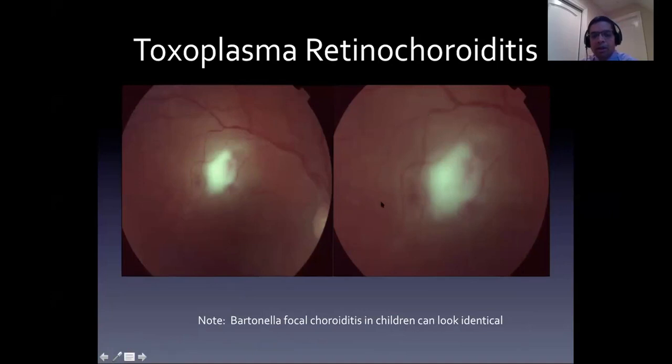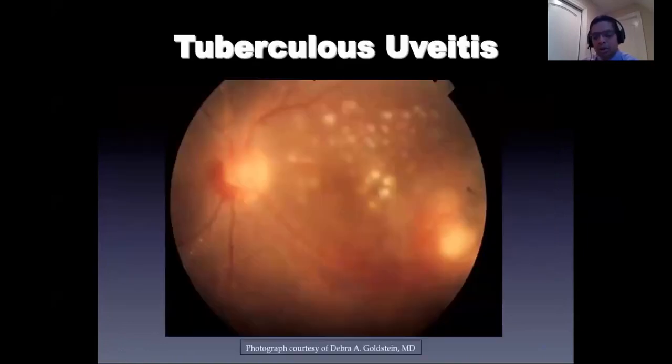This is called choroiditis vasculitis, which is very commonly associated with toxoplasmosis. But remember, Bartonella should be a consideration in children who have such changes as well. So Bartonellosis should be considered and serologically evaluated in those patients. Here's a patient who has tuberculous panuveitis, but I've seen patients who have syphilis that look the same way.